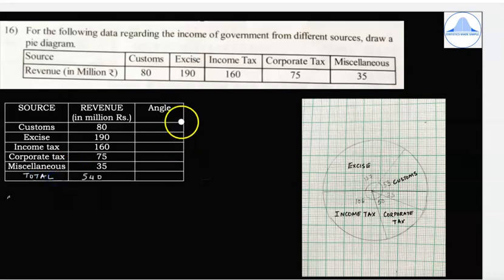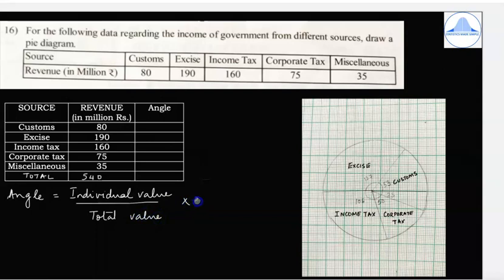Now the next step is to find out the angle for each of the components, for which we have to write the formula: angle equal to individual value divided by the total value into 360 degrees. So this formula, it will carry 1 mark.